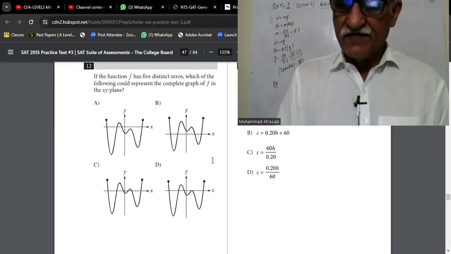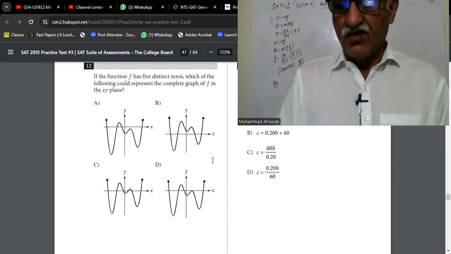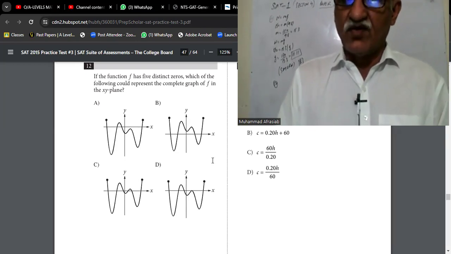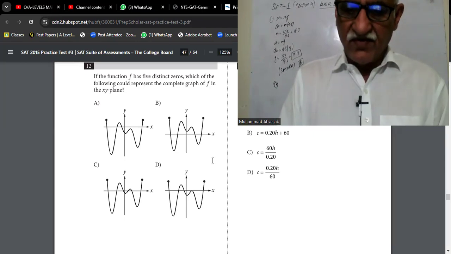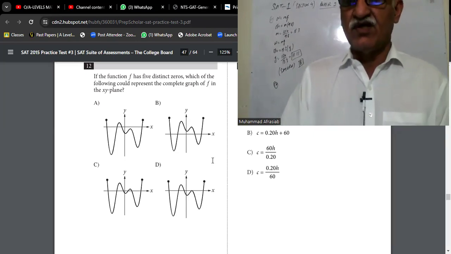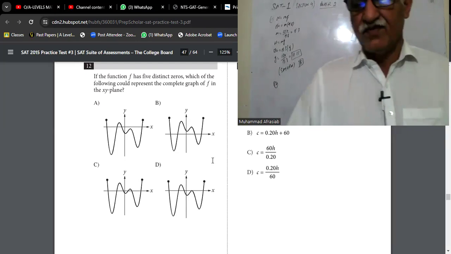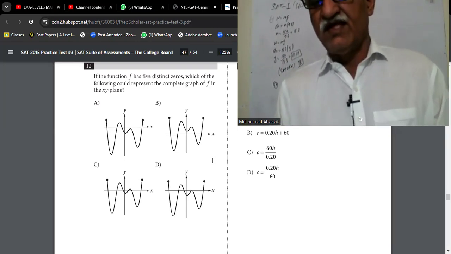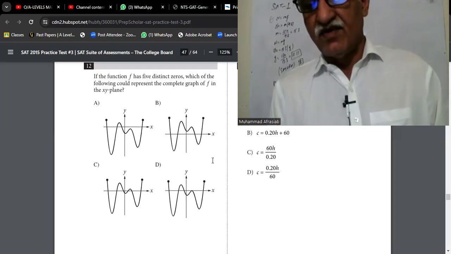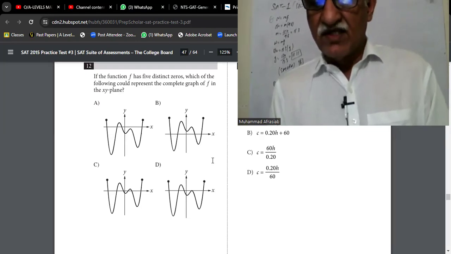So A is rejected. B cuts at 1, 2, 3, 4, so B is also rejected. It is cutting at 4 points. C cuts at 1, 2, 3, 4, 5, 6, so C is rejected because it is cutting at 6 different points. D cuts at 1, 2, 3, 4, 5. So D is the right choice, but not all these points are distinct.